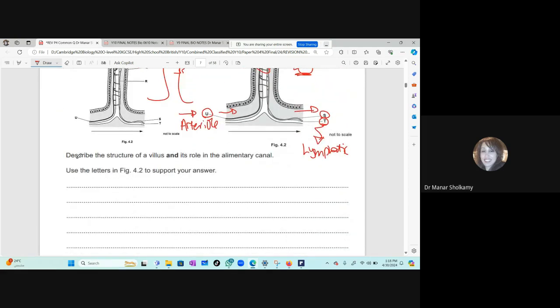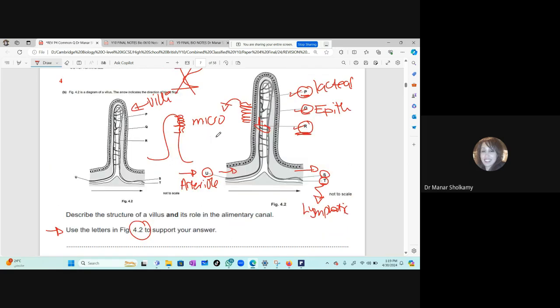Even in this question, they said: describe the structure of the villus and its role in the alimentary canal. Very easy question. Use the letters in figure 4.2 to support your answer. You don't have to use all the letters. If you use the first three, it is enough, which are the lacteals, the epithelial layer and the capillaries. But when they tell you use letters, then use letters. Don't ignore this command term.